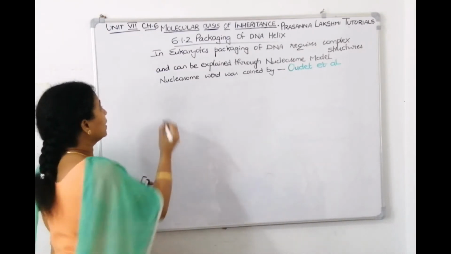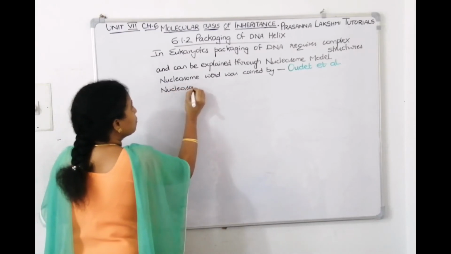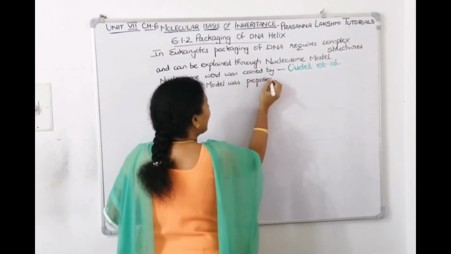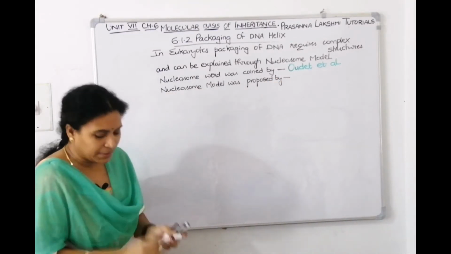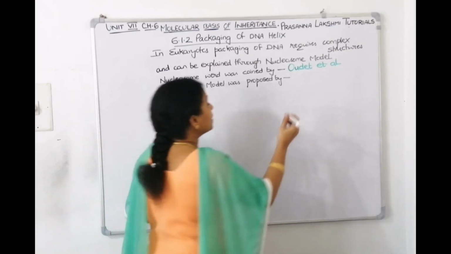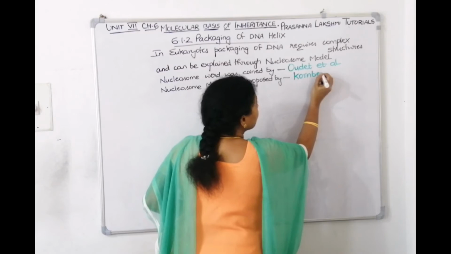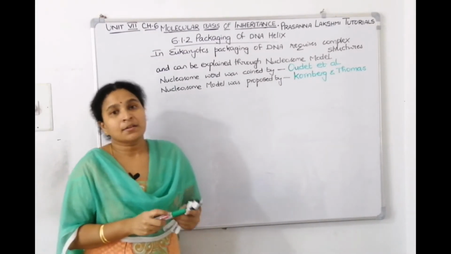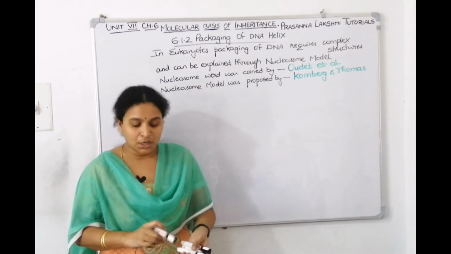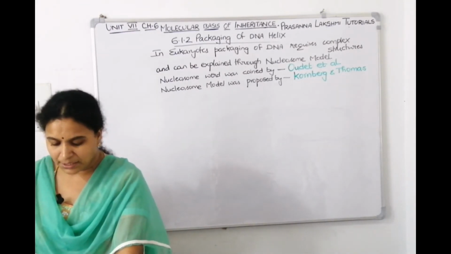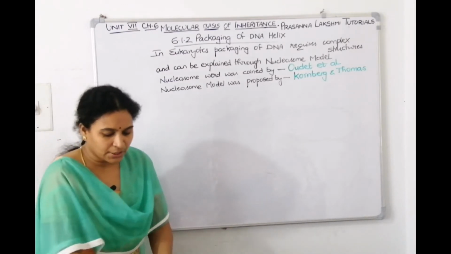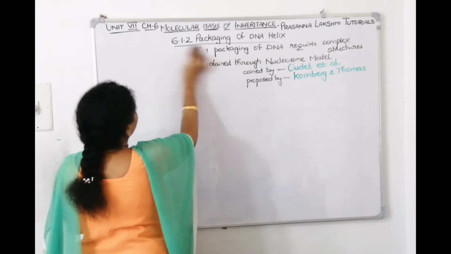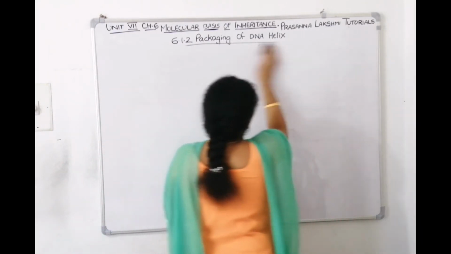Who proposed the model? The nucleosome model was proposed by Kornberg and Thomas. The nucleosome model was proposed by, the names of the scientists are Kornberg and Thomas. Now, if we have to explain the structure of nucleosome, first let us draw the structure. Through that, we will try to understand it. First, let us go and draw the structure, right? So, the structure will be like this. I'll erase this. Here we'll draw the structure first.